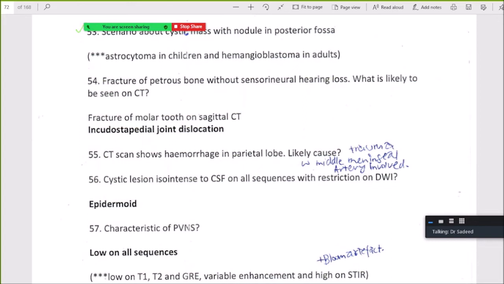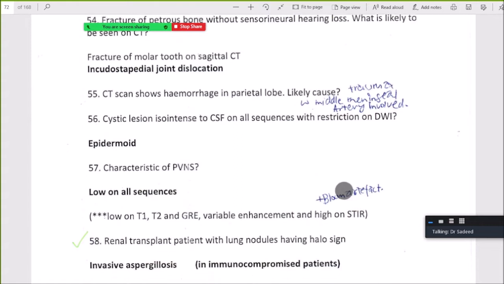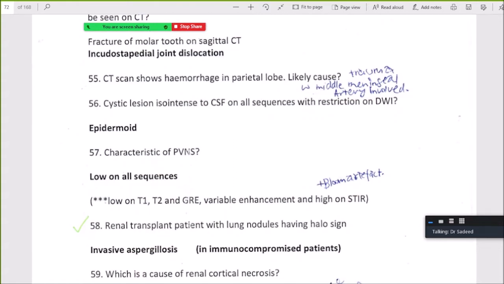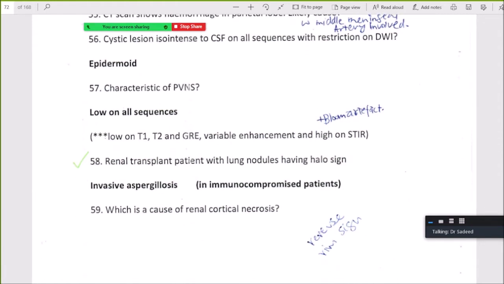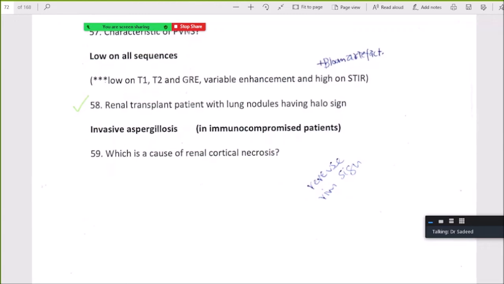55. CT scan shows hemorrhage in the parietal lobe, likely cause trauma with middle meningeal artery involved. 56. Cystic lesion isointense to CSF in all sequences with restriction on DWI, epidermoid. 57. Characteristic of pigmented villonodular synovitis: low on all sequences. Low on T1, T2, and GRE, variable enhancement, and high on STIR, plus bloom artifact, PVNS. 58. Renal transplant patient with lung nodules having halo sign, invasive aspergillosis in an immunocompromised patient. 59. Which is the cause of renal cortical necrosis? Reverse halo sign is also seen in renal cortical necrosis.